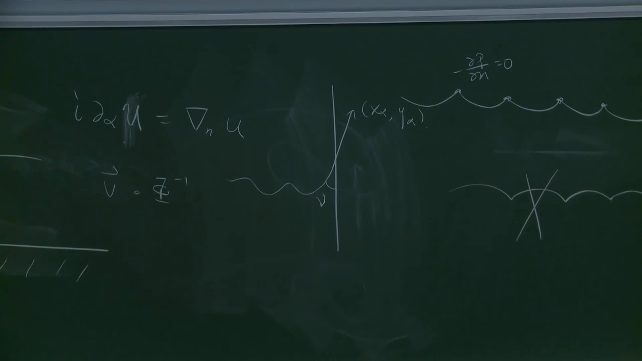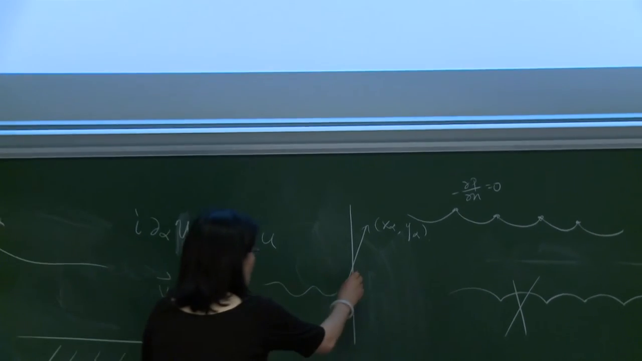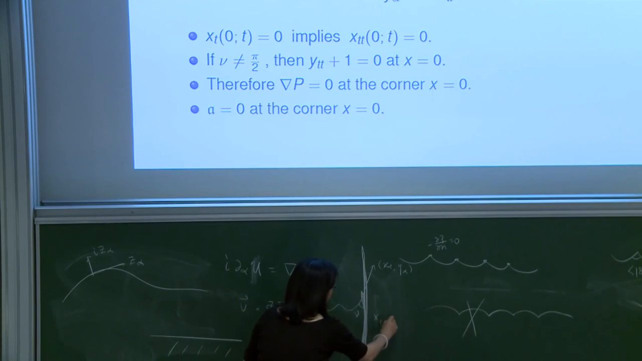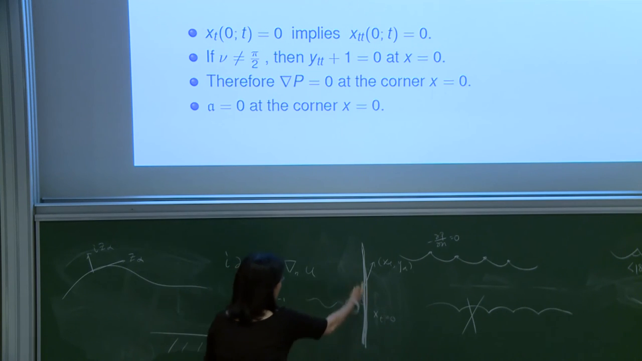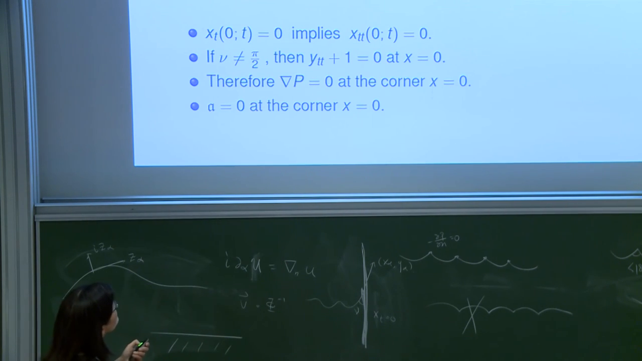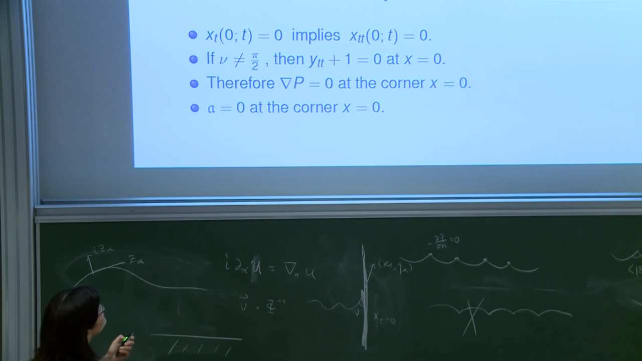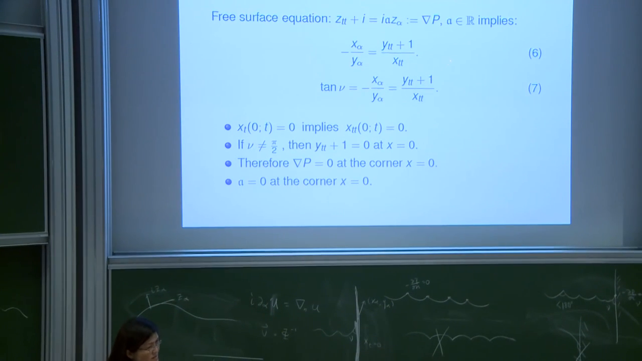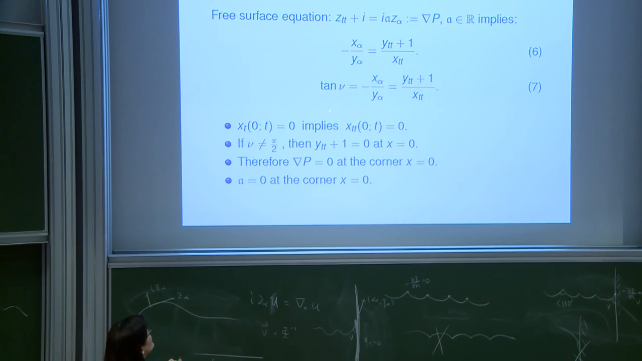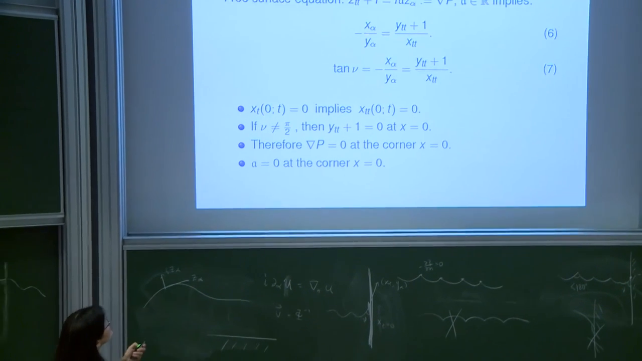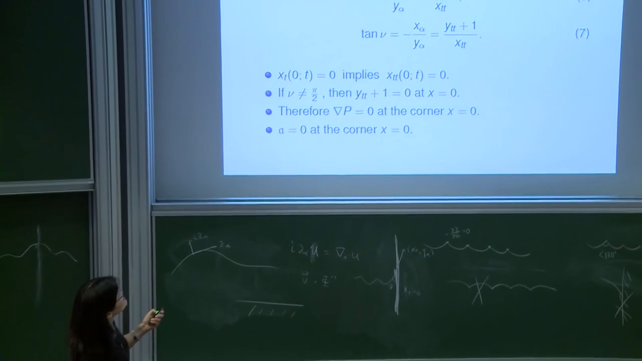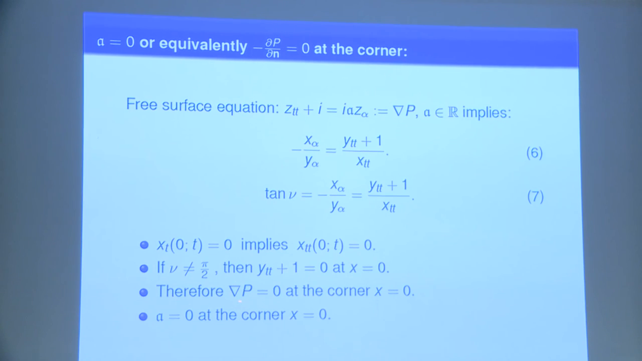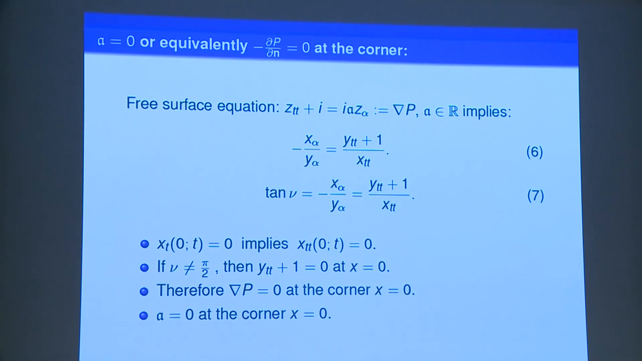Now we know that fluid particles only move up and down, so x_t equals 0, and of course x_tt is also equal to 0 along this line. This means the denominator is always 0. Now in order for nu to not equal 90 degrees, y_tt plus 1 has to be 0, because otherwise nu is pi over 2. This means that gradient p has to be 0, because now y_tt plus 1 is 0. So n dot gradient p equals 0, in other words, a is 0 at the corner.